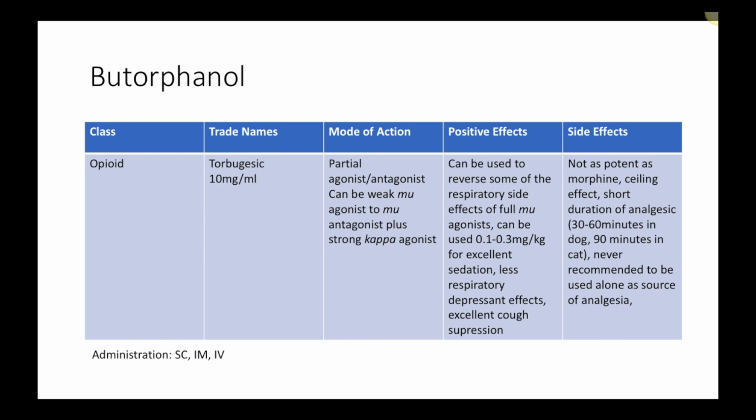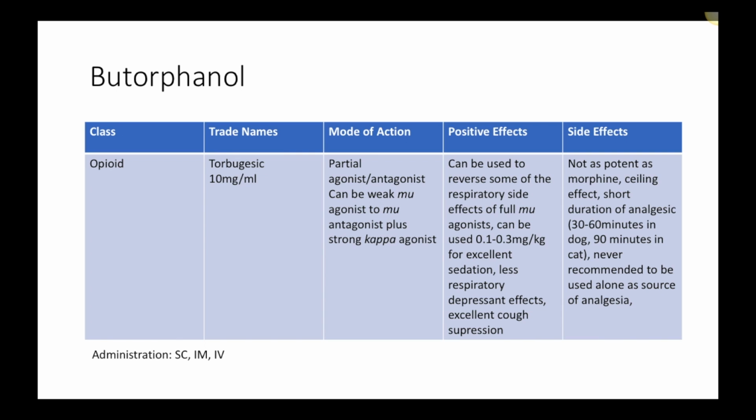Mode of action, it's a partial agonist-antagonist. It can be a weak mu agonist to mu antagonist, plus a strong kappa agonist. So it's a strong kappa agonist. I want you to remember that because it causes profound sedation. So most often, we'll use butorphanol not for its analgesic effects, but for its sedative effects. So we often use butorphanol in a dose of 0.1 to 0.3 mg per kg for sedation for hands-free radiography. That is most often where I'm seeing butorphanol used, or in combination with a sedative or tranquilizer to create neuroleptic analgesia, but not as a primary analgesic.